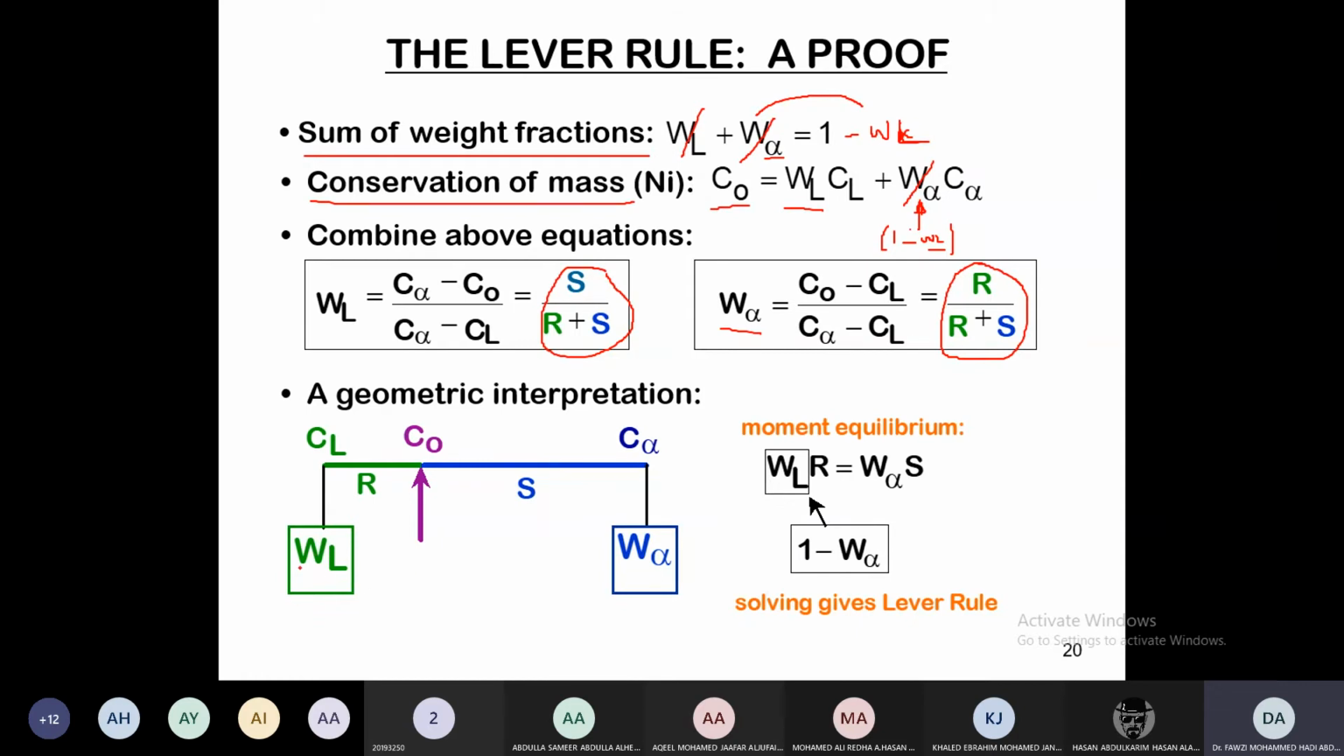The weights are considered like forces there, and this R, of course arbitrary, is used like the arm. So that's the composition of the liquid. That's the composition of the solid, and it has a weight of alpha. So to have a moment of equilibrium, you say WL times R is equal to W alpha times S. And that's the equilibrium that we're having there. From here, you can substitute WL by 1 minus W alpha, and then just solve, and you will get the same lever rule there as well.